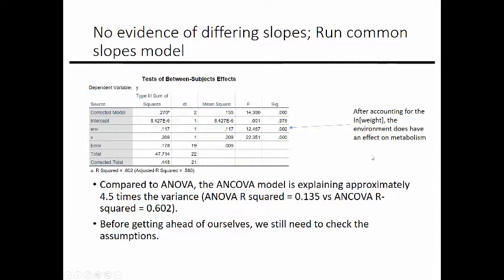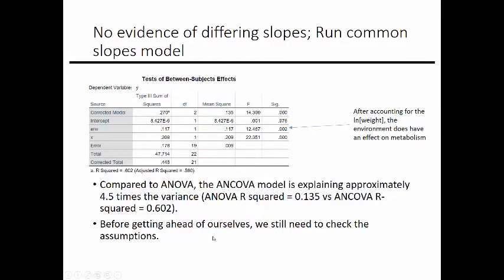So after accounting for the natural log of weight, the environment, based on this p-value of 0.002, does have an effect on metabolism. If I compare the r squared from my ANOVA model to the r squared of my ANCOVA model, I see that my ANCOVA model now explains about 4.5 times the amount of variation in natural log of oxygen consumption than ANOVA did. The original ANOVA r squared was 0.135. The ANCOVA r squared is 0.602, or basically 60% of the variation in natural log of oxygen consumption is being explained by taking into account the covariate and the environment.